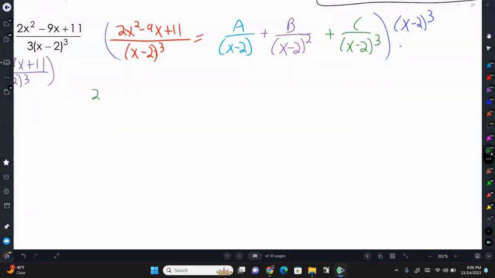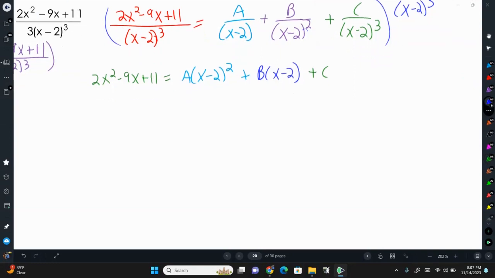So the left side is going to be 2x squared minus 9x plus 11. The A term is going to be A times x minus 2 squared, because the 1 in the denominator only takes care of one of the 3 in the numerator, plus B times x minus 2 to the first power, because we have 2 in the denominator, 3 in the numerator, and then plus C, because we have the same amount in the numerator and denominator.